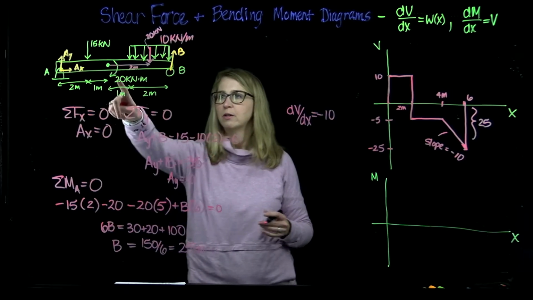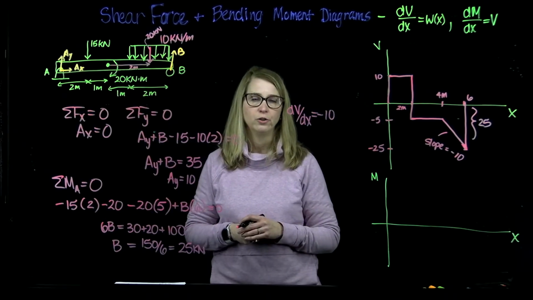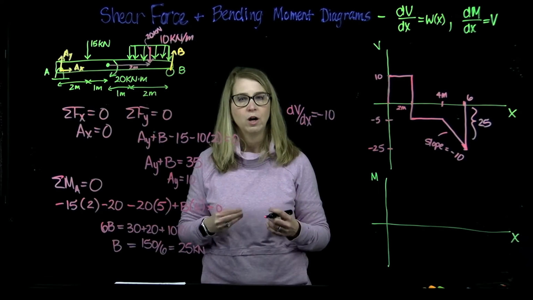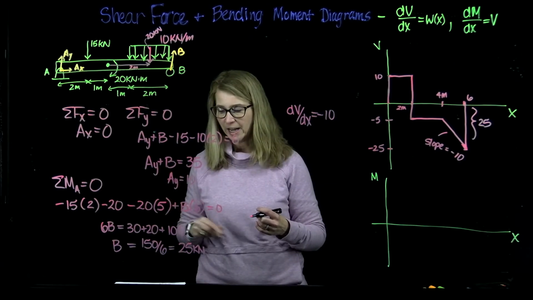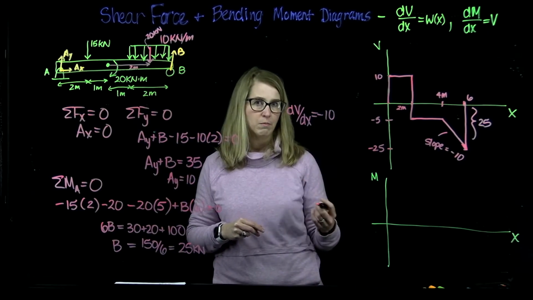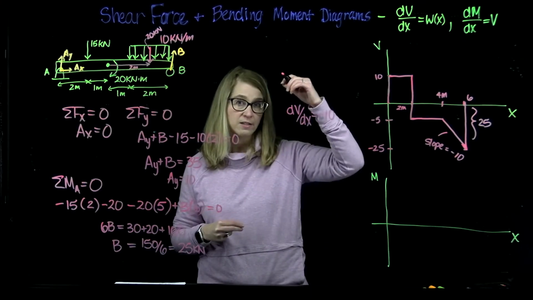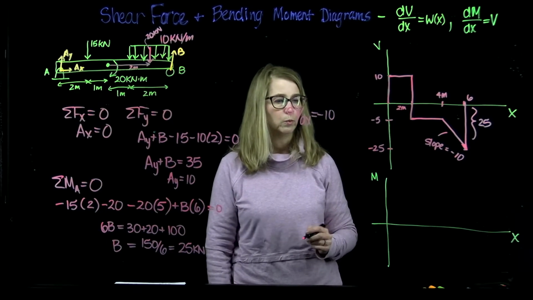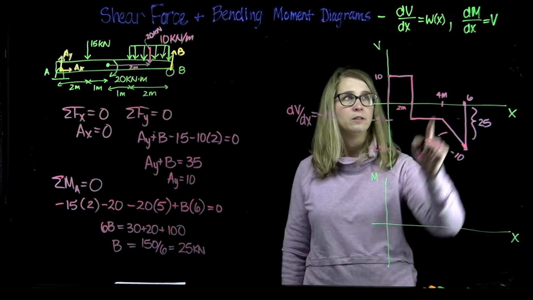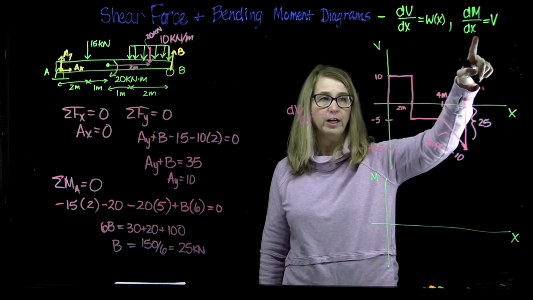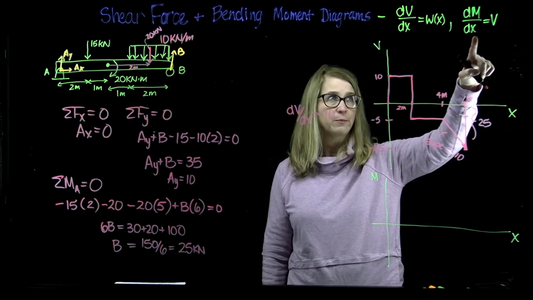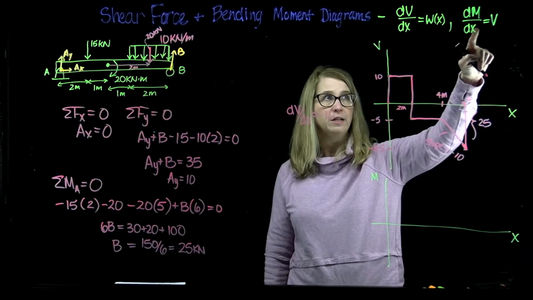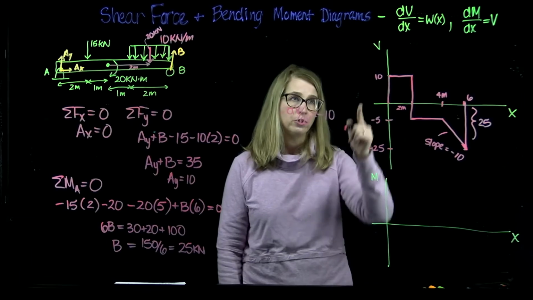So, for instance, we have the 20 kilonewton meter couple in the middle of the beam. That will cause a discontinuity. That's a negative moment, but it'll cause a positive jump, okay? Now, when we draw this bending moment diagram, we're going to use the fact that the slope of the bending moment is equal to the shear force diagram.